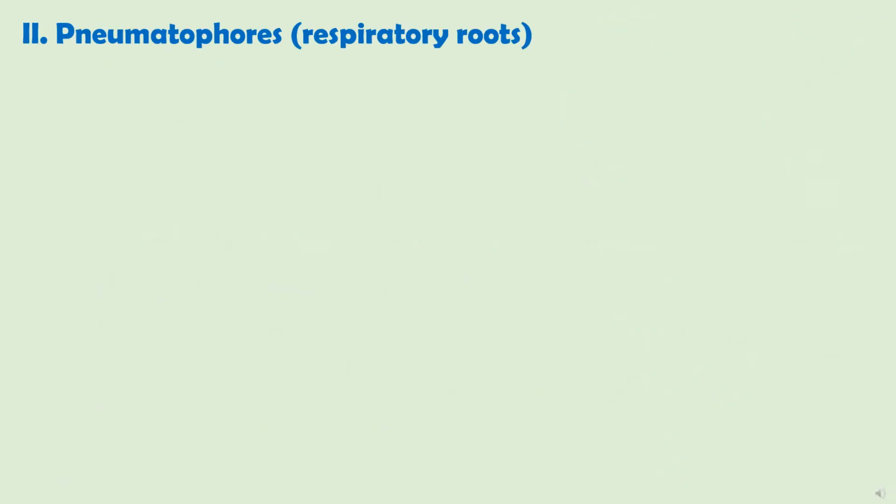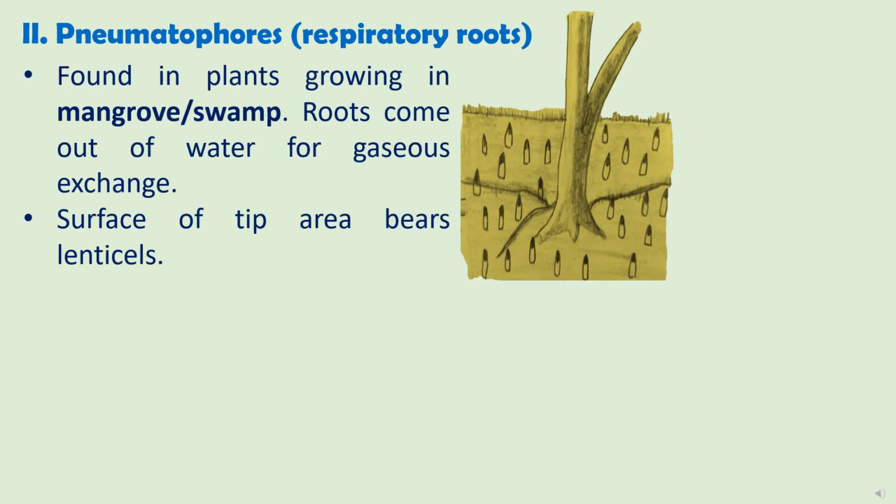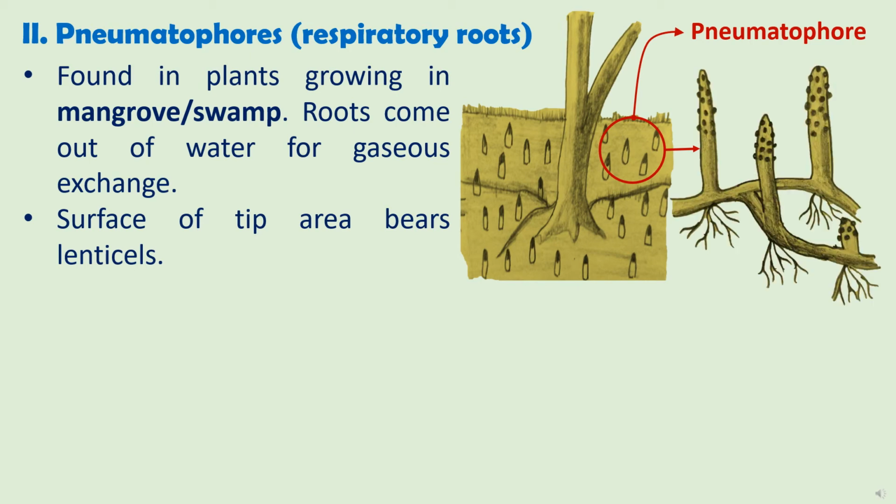Second type of taproot branch modification is the pneumatophores. Pneumatophores are found in the plants growing in the mangroves and swamp areas. The soil of mangroves and the swamp area is largely anaerobic, because of which it becomes impossible for the roots to do the gaseous exchange, and therefore these plants shoot out the pneumatophores, which help in the gaseous exchange, and therefore these pneumatophores are also called the respiratory roots. You can see the structure of pneumatophores in the picture.